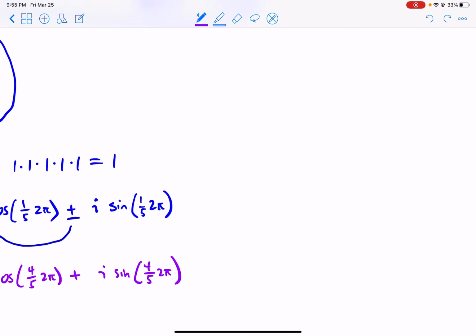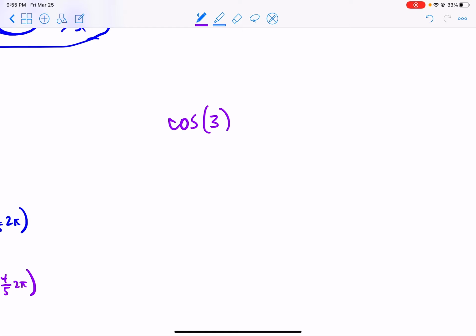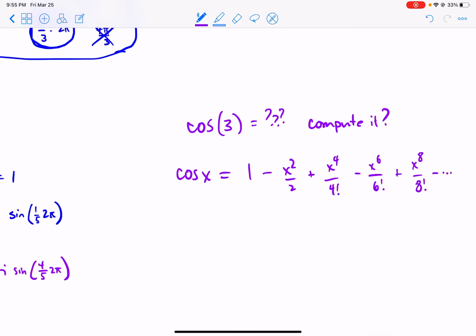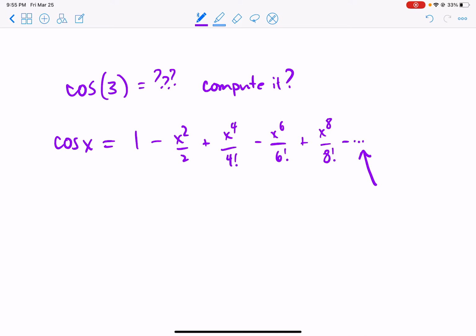Anyway, we don't even really know, what's cosine of 3? Do you know how to calculate it? No, you don't. Okay, so here's what we're going to learn in this course. We're going to learn that cosine x is 1 minus x squared over 2 plus x to the 4th over 4 factorial minus x to the 6th over 6 factorial plus x to the 8th over 8 factorial minus dot dot dot forever and ever. And what this dot dot dot means is we have to take a limit of the partial sums of this infinite series.